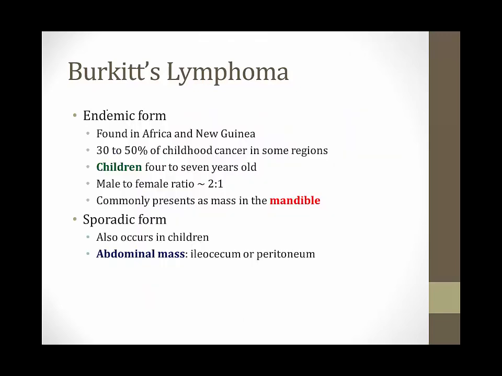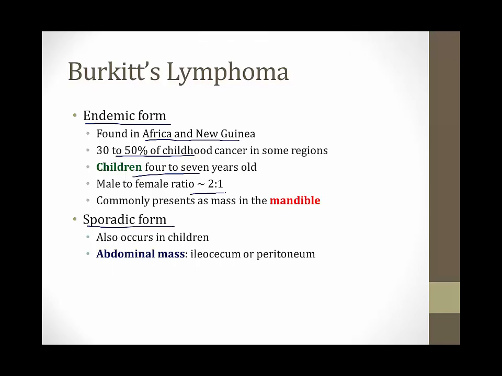There are two forms of Burkitt's lymphoma. One is called the endemic form, the other is called the sporadic form. The endemic form occurs in places like Africa and New Guinea, where there's a high prevalence of Epstein-Barr virus infection. This leads to the endemic form of this lymphoma. And in some parts of Africa and New Guinea, this represents up to half of childhood cancers because there's such a high prevalence of Epstein-Barr virus infection. It typically occurs in children 4 to 7 years old, and it more commonly occurs in boys with a male to female ratio of 2 to 1.